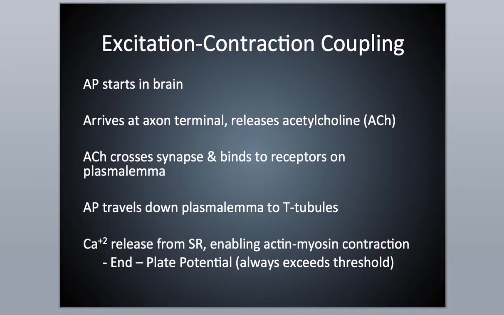So again, excitation-contraction coupling is basically just describing the electrical signal flowing down through the motor unit and that cascade of events causing the calcium to be released and enabling the actin and myosin contraction, the muscular contraction of the sarcomere. That is what excitation-contraction coupling is.